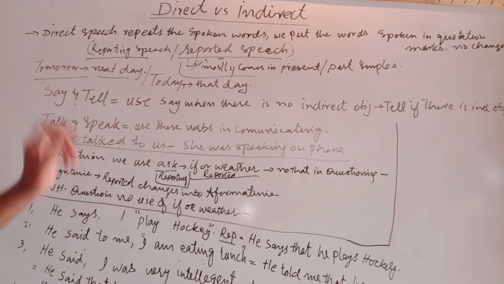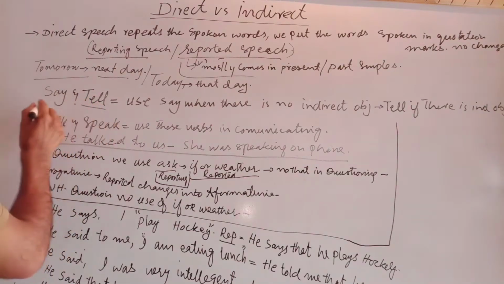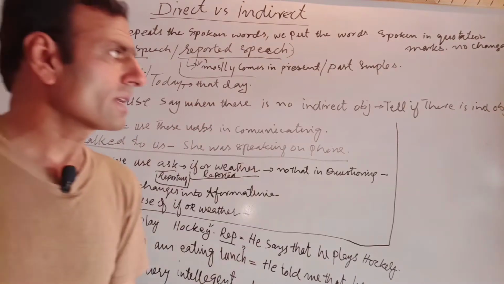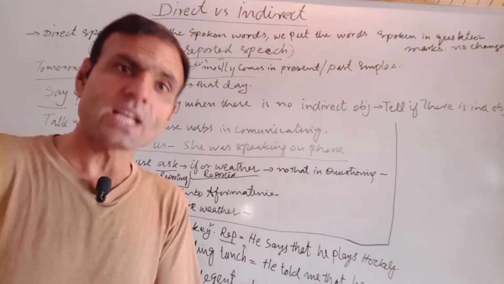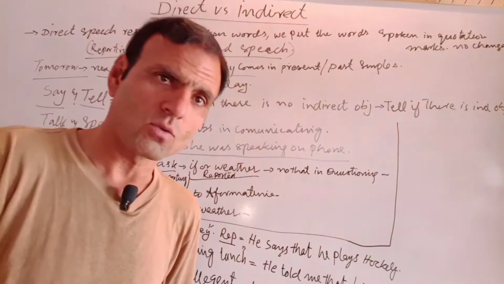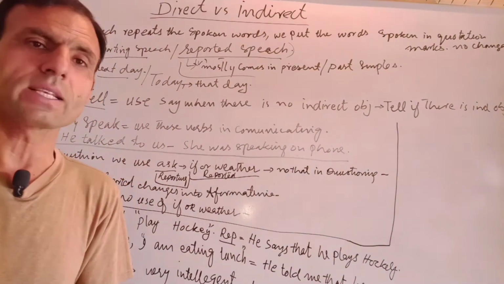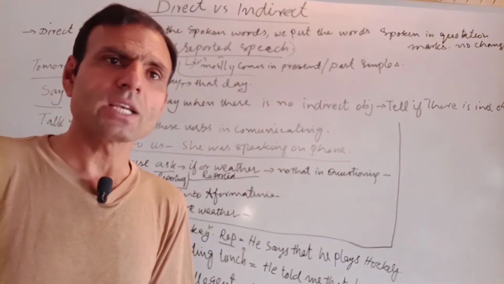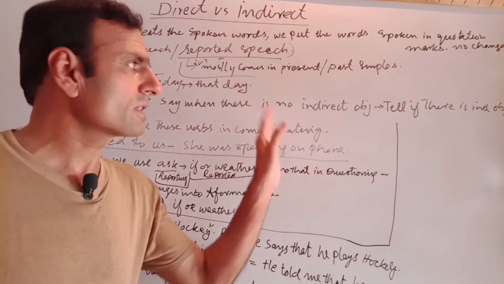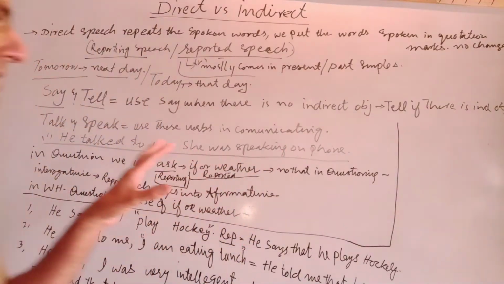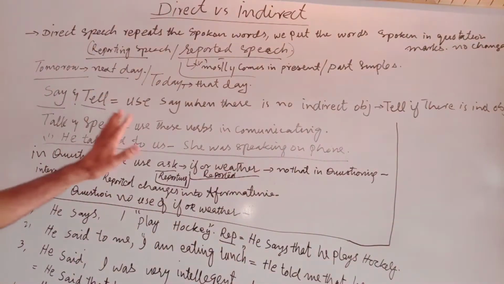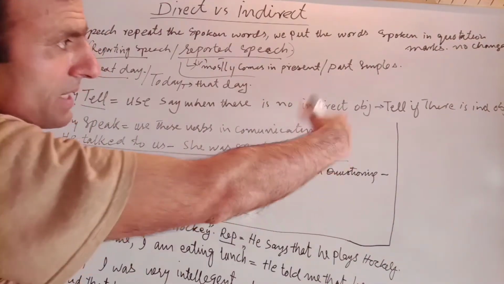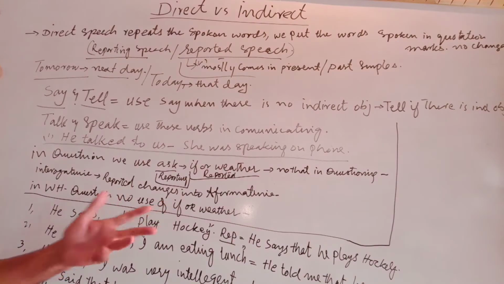Okay, say and tell. Where do we use say and where do we use tell? Use say when there is no direct object and tell when there is a direct object. I will go into detail with the examples a little bit later. Before that, I want to clear some things first. Use say when there is no indirect object, and tell if there is an indirect object.